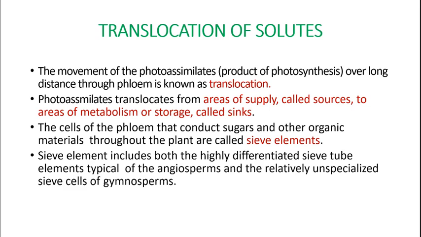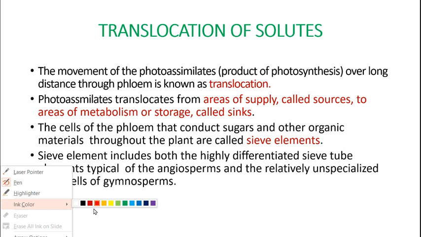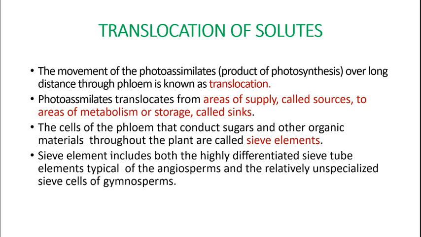So, translocation of solute. Look here. What is translocation? The movement of photoassimilates through the phloem is known as translocation. These photoassimilates translocate from the area of supply, which is known as source, to the areas of metabolism or storage, known as sink. They move through phloem. Phloem has several types of tissues. Among them one is the sieve element. They move through the sieve elements of phloem.